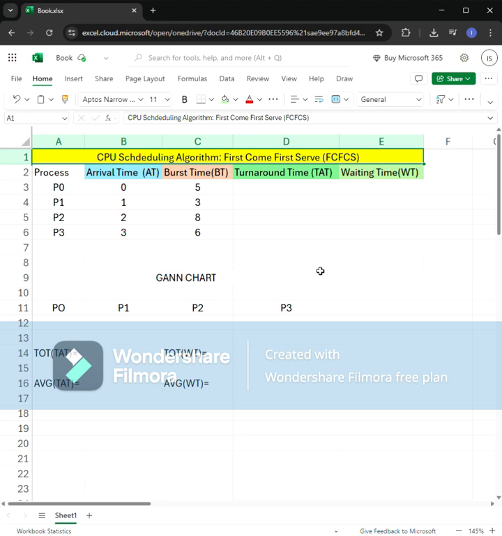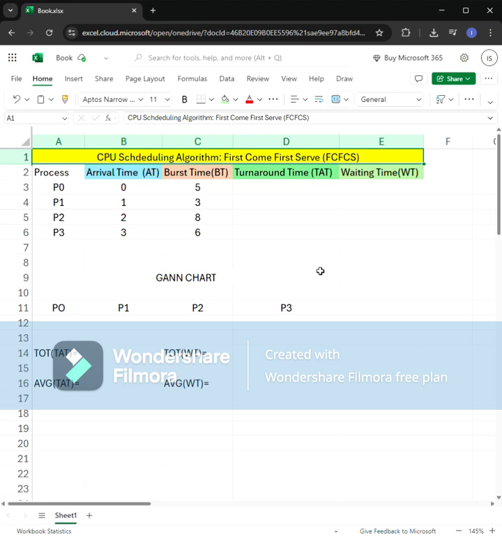How FCFS works. The CPU is allocated to the process that arrives first. Once a process starts executing, it runs to completion, non-preemptive. The next process in the queue gets the CPU after the current one finishes.